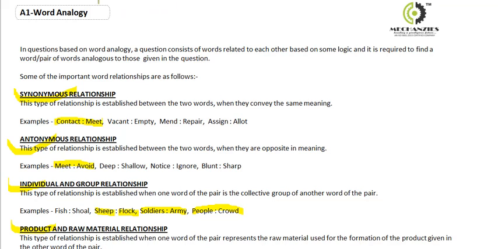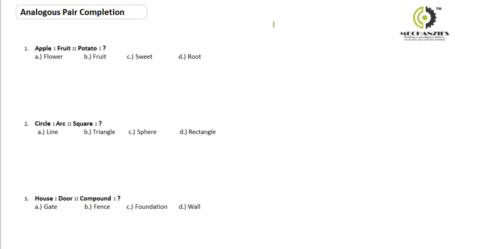So let us now start with our first topic, that is analogous pair completion. Let's start solving our questions. Our first question is apple and fruit, separated from potato and the missing one. So we have to choose the first one. What will be the answer? Like here, apple is a fruit and so potato should be the root. I hope you checked it right.